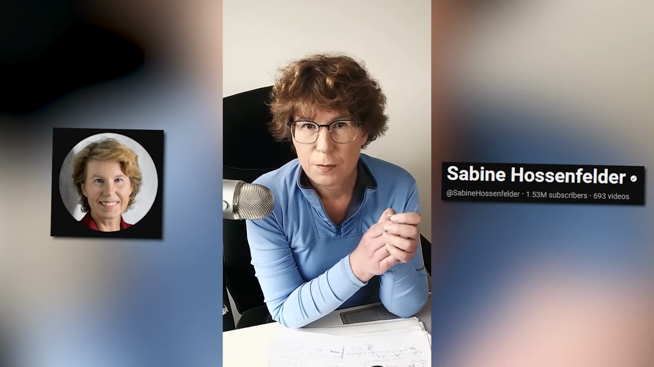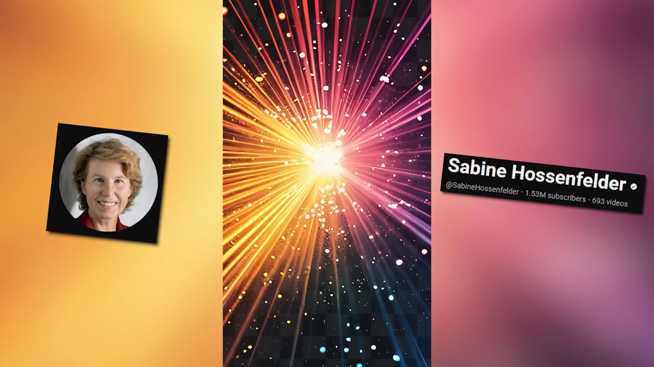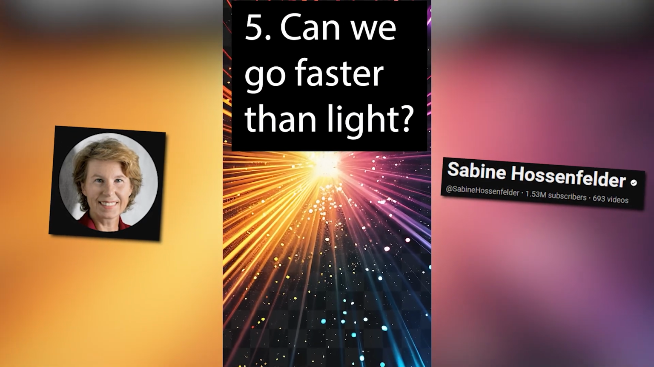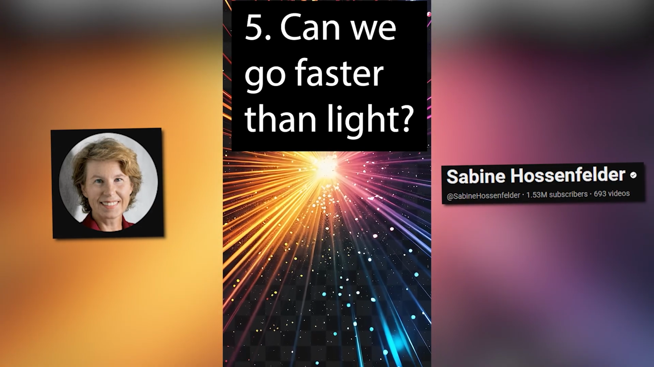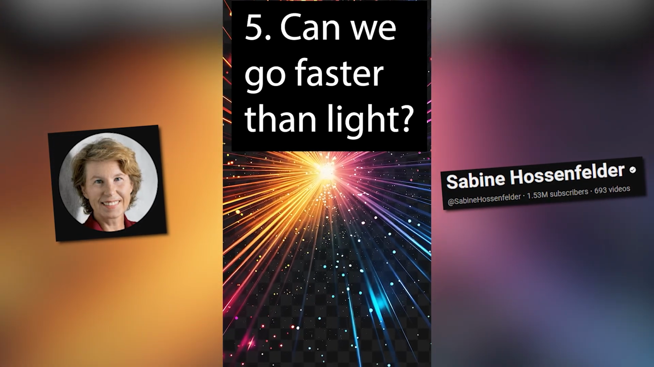Today, I present the 5 biggest physics mysteries, according to me. Number 5. Einstein's theories don't forbid faster than light travel. We just don't know how to cross from speeds below the speed of light to above. Is it possible? And if so, how?